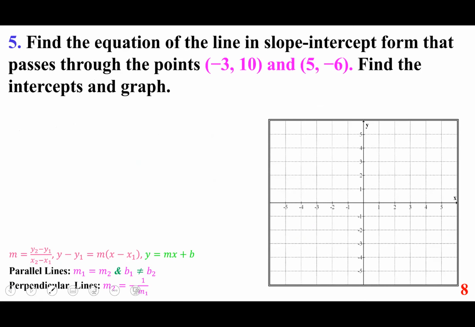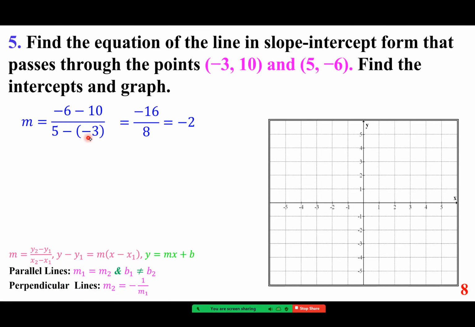So as an example, we want to find the equation of a line in slope-intercept form that passes through these two points. Now we have to work it out, and I'm reminding everybody about what we just discussed. The very first thing is to find the slope, y sub 2 minus y sub 1 over x sub 2 minus x sub 1. So -6 minus 10 over 5 minus -3. That's the slope. So the top is -16, the bottom is 5 plus 3, 8, and that gives us -2.